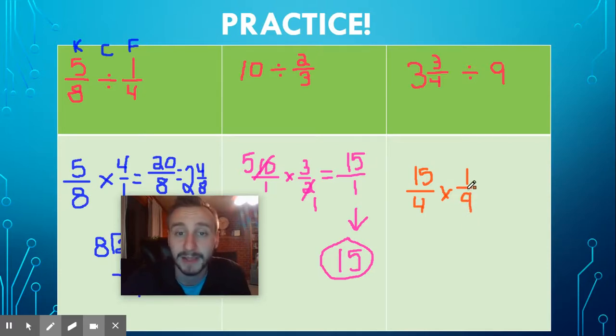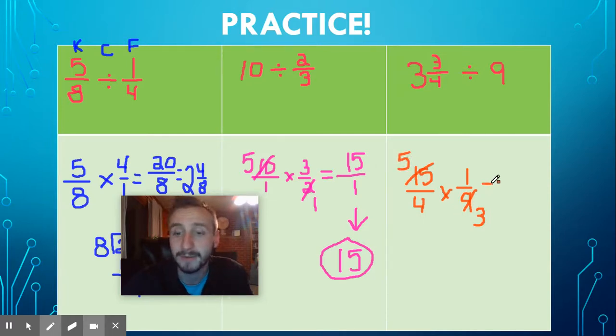And now I can multiply like normal. Let's do the same trick we did over here. To save us some time, is there a number that goes into 1 and 4? Only 1, so these can't get any smaller. But this 15 and this 9, is there a number that goes evenly into both? Yeah, 3 does, because 9 divided by 3 gives me 3, and 15 divided by 3 gives me 5.